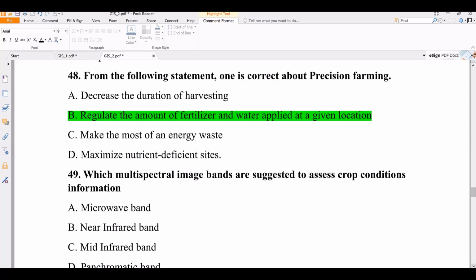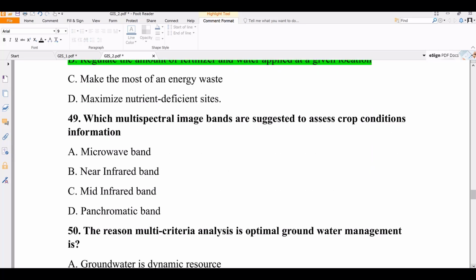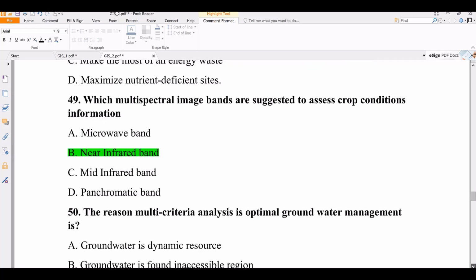Question number 49. Which multispectral image bands are suggested to assess crop conditions information? A. Near infrared band, B. Microwave band, C. Mid infrared band, D. Panchromatic band. So near infrared. In the near infrared band, we assess crop conditions with the formula of NDVI, the normalized difference vegetation index.